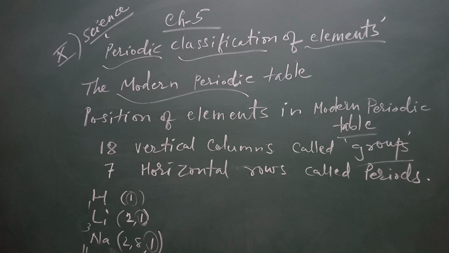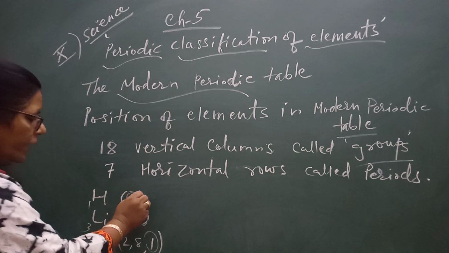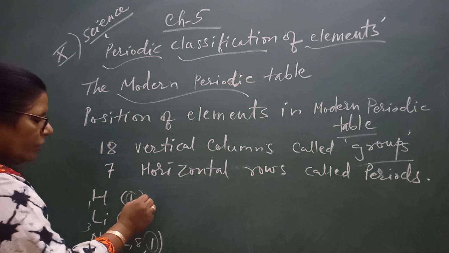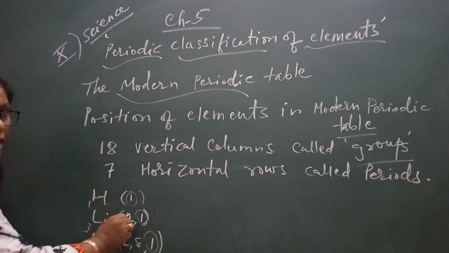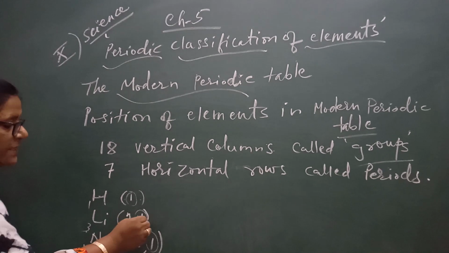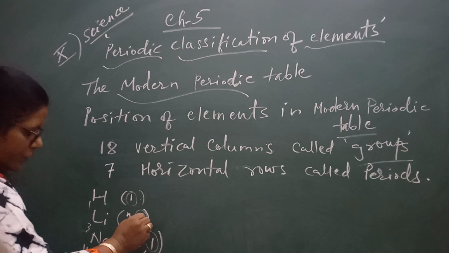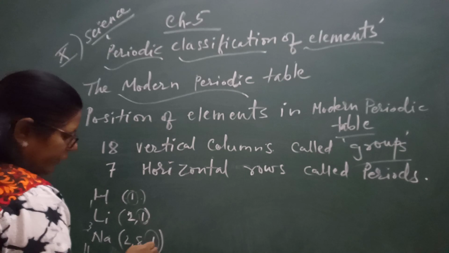Now if you arrange them in different orbits, hydrogen's atomic number is 1, so its first orbit contains only 1 electron. So the electronic configuration, in brackets, you write 1. Now for lithium, its atomic number is 3, so the electronic configuration will be 2, 1. In the first orbit there are 2 electrons, and in the second orbit there is 1 electron. Now sodium, its atomic number is 11, so its electronic configuration is 2, 8, 1.